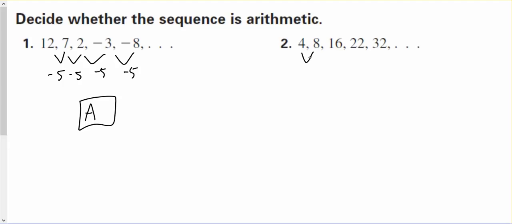On our next one, 4 to get to 8, we add 4. 8 to get to 16, we added 8. 16 to get to 22, we added 6. That's not the same, so no, this isn't arithmetic.